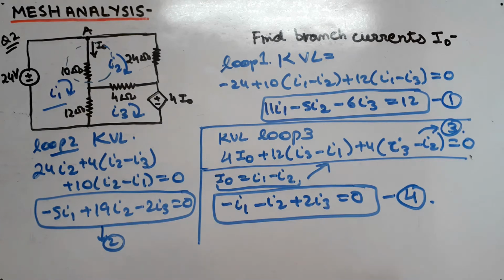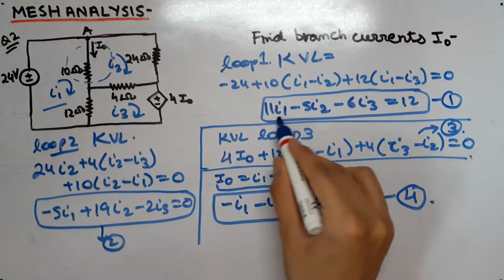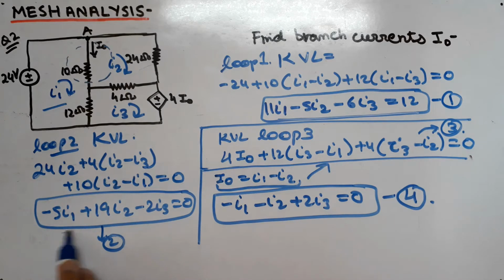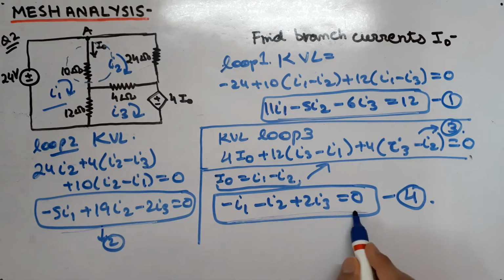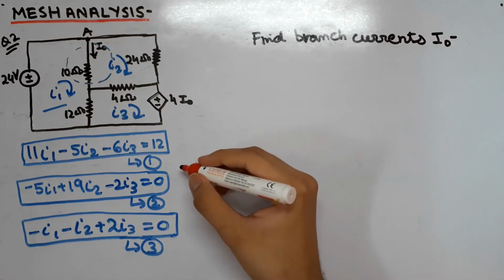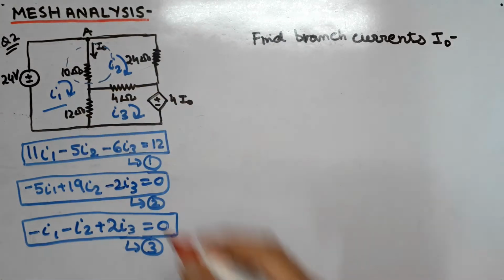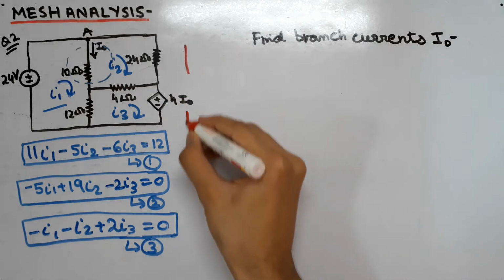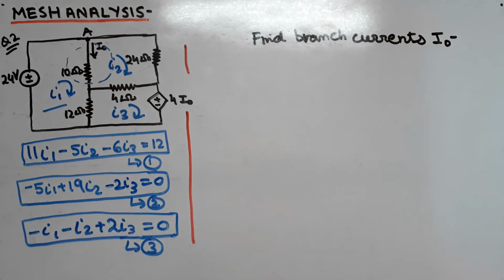Now we have got three equations, that is, the equation from loop 1, the equation from loop 2 and the final equation from loop 3. So we are going to use these three equations to find the value of I1, I2 and I3 using the elimination method. Previously we got these three equations using mesh analysis in all three loops. Now we are going to solve them to find the values of I1, I2 and I3.